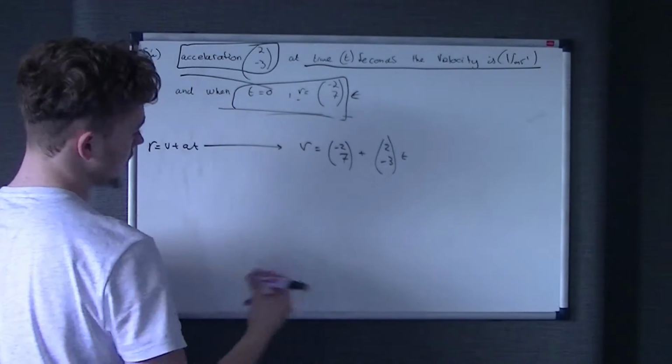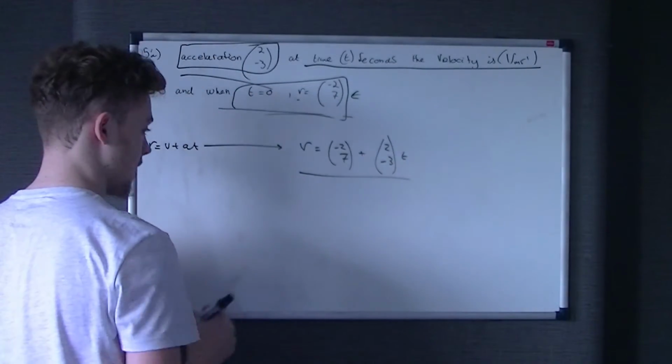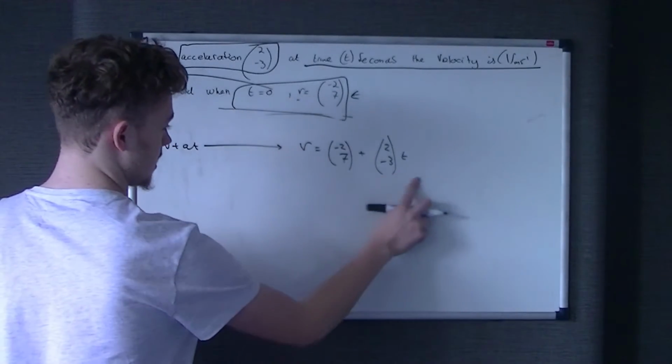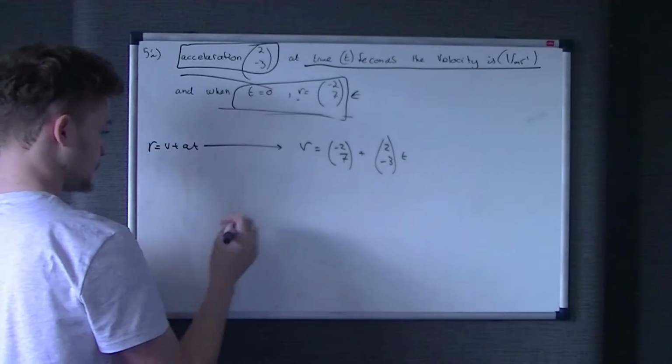If you wanted to make it look more like a vector equation of a line, you could have written v equals minus 2, 7 plus t times 2, minus 3. It doesn't matter which way around you write it, as long as it looks like that, you will be okay.